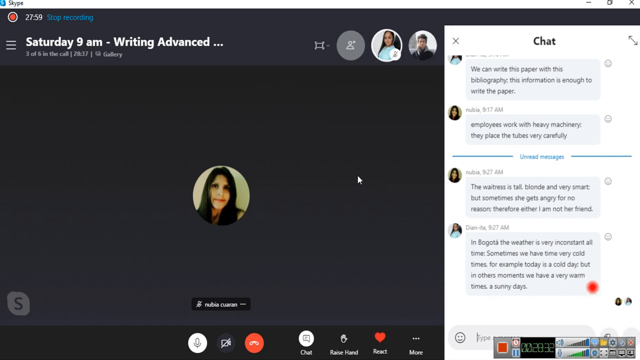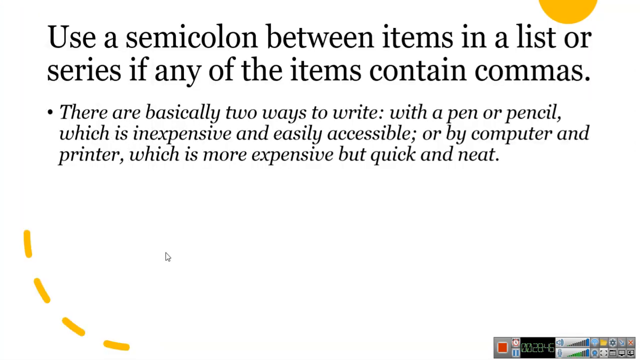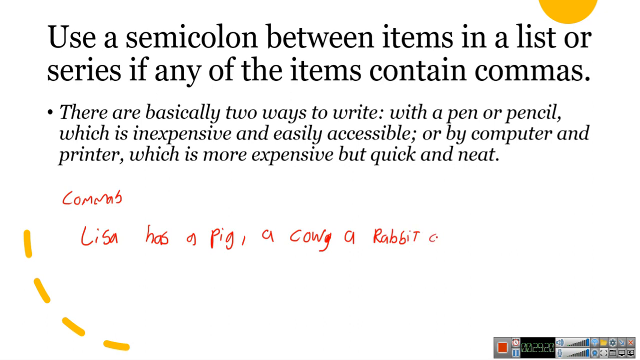Okay, this is good because you're using the semicolon before a conjunction. The conjunction here is but. So this is a good use of the comma. However, the thing that I wanted to explain is, let's make a normal list. Okay, I'm going to say it in another way. When do we use commas? Let's say Lisa has a pig, a cow. I'm sorry. Let's pretend this is a comma. A cow, a rabbit, and also a comma, and let's say a horse.